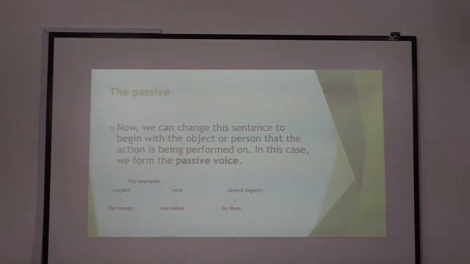So our subject, the mango here, initially was the object of the first sentence. Then our verb was eaten, and then the agent here, what was initially the subject, now comes to this position: by Mary. We are saying we can do away with this agent. So we can just say the mango was eaten.